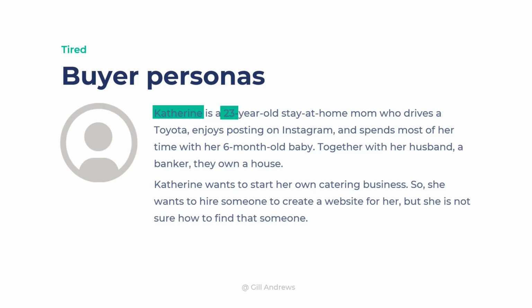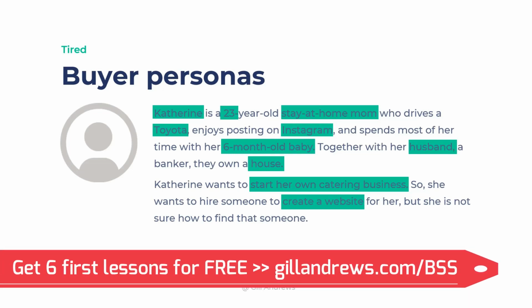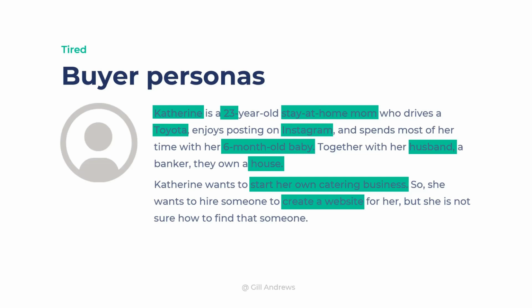Like how old they are, what they do, what car they drive, how they spend their spare time, and so on and so forth, which may seem like a fun exercise, but is actually not that useful and can be even harmful when it comes to understanding your ideal client. Let's take this example. As you can see, you now know a hell of a lot about Catherine. But the question is, are you sure all this information is equally important? Because if it's not, you have a problem.